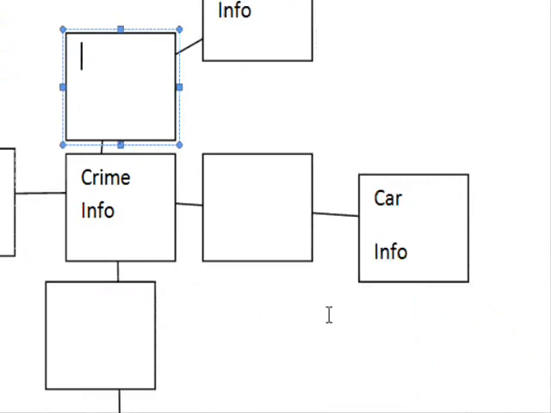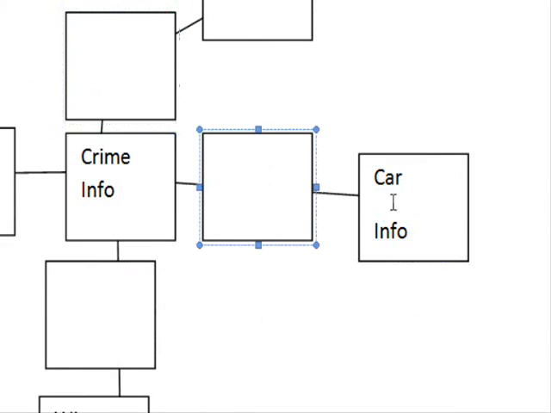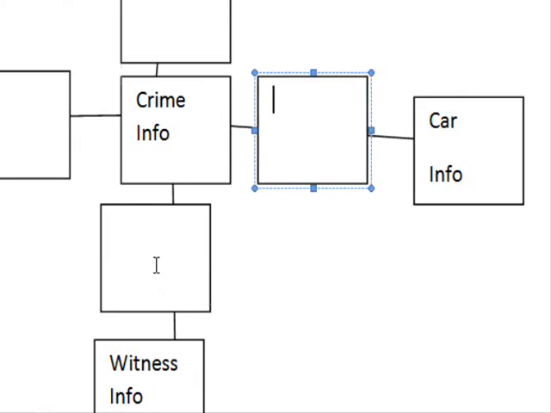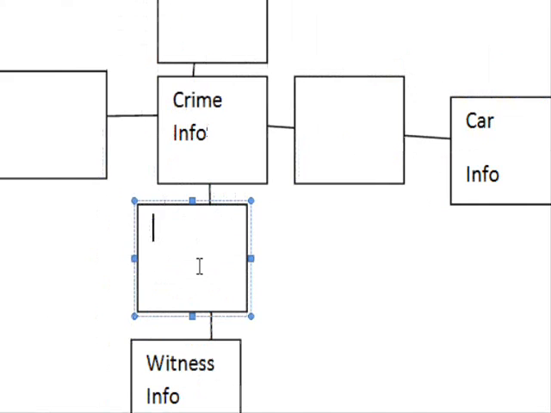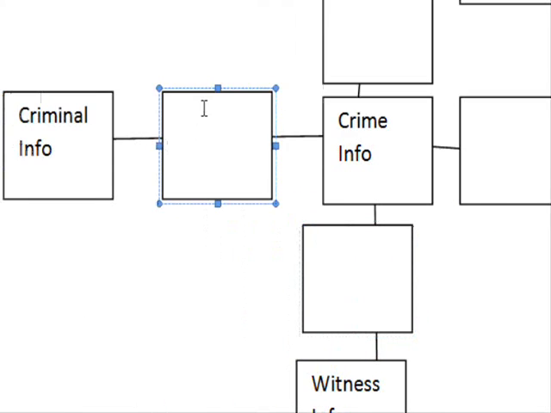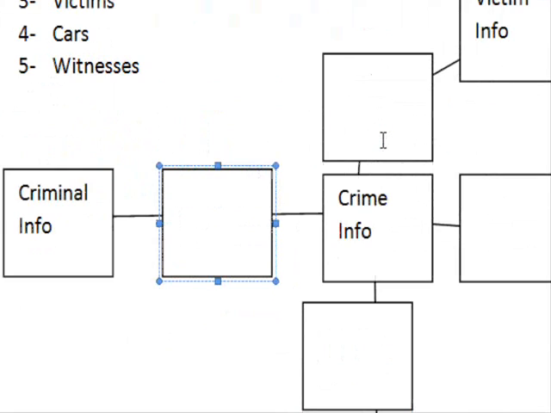So this is basically what you need to do, and in each one of these blank boxes you will need to store the crime information ID and the victim information ID. For example, here the crime information ID and the car information ID, and here it will have the witness information ID, the car information ID, and here the criminal information ID and the crime information ID. So this is how you design your database.